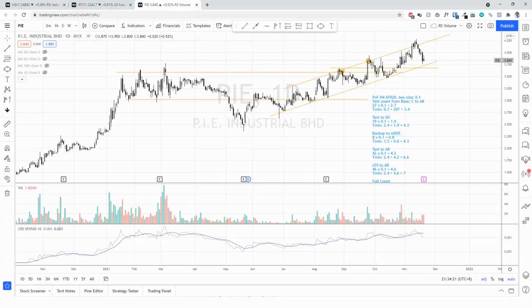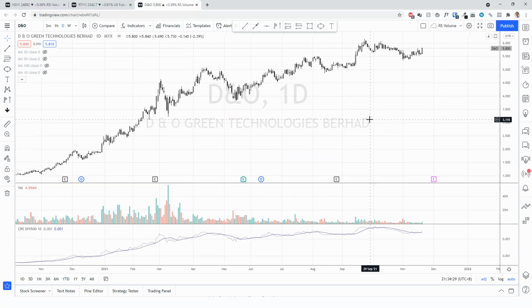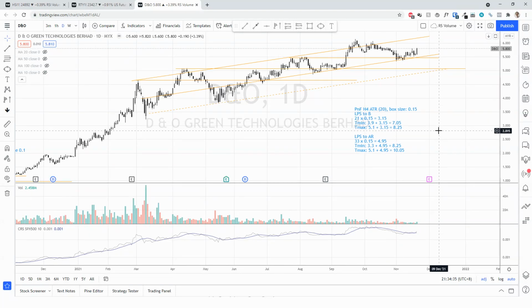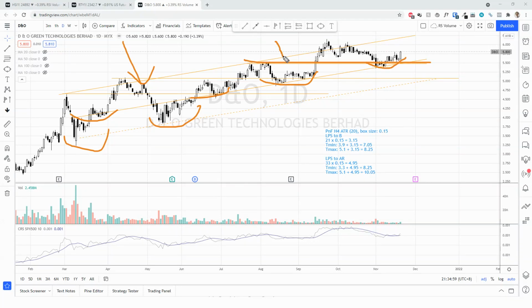Okay, so what's this? DNO. Sure. DNO. Okay, so here's DNO. Well, I don't really see anything special apart from it's still in a nice uptrend. This uptrend is still within a very well defined up channel. If you can see, this is the demand line, this is the midline support.